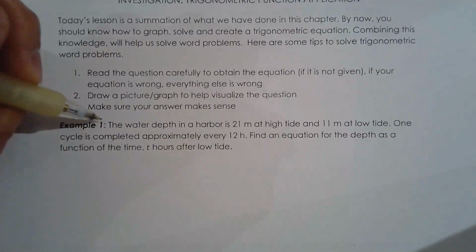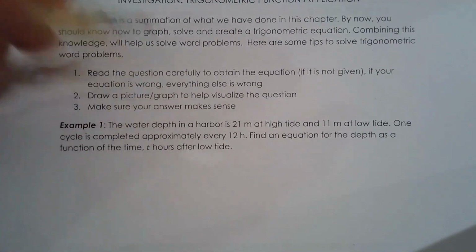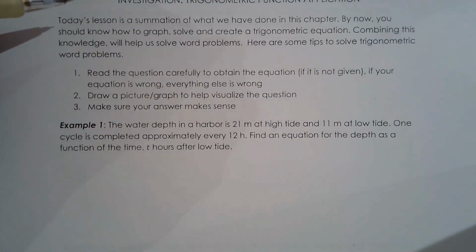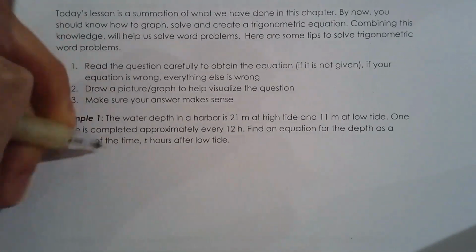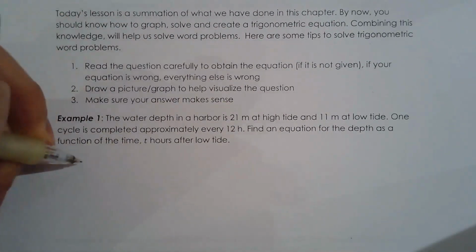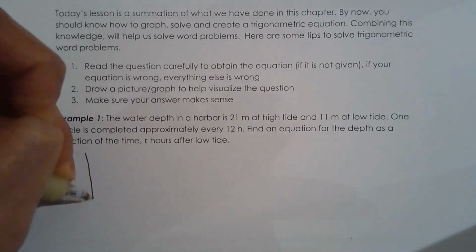So the water depth in a harbor is 21 meters at high tide and 11 meters at low tide. One cycle is completed approximately every 12 hours. Find the equation for the depth as a function of time hours after low tide. So, you know what? Let's just give ourselves a graph.